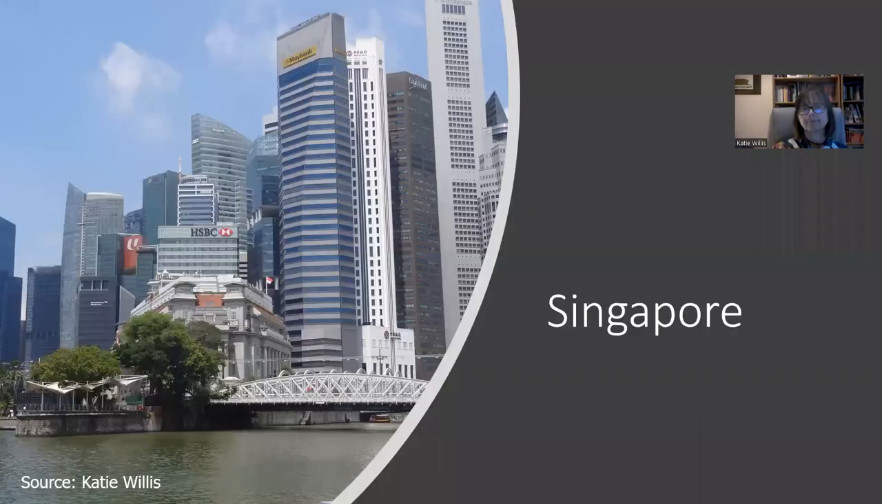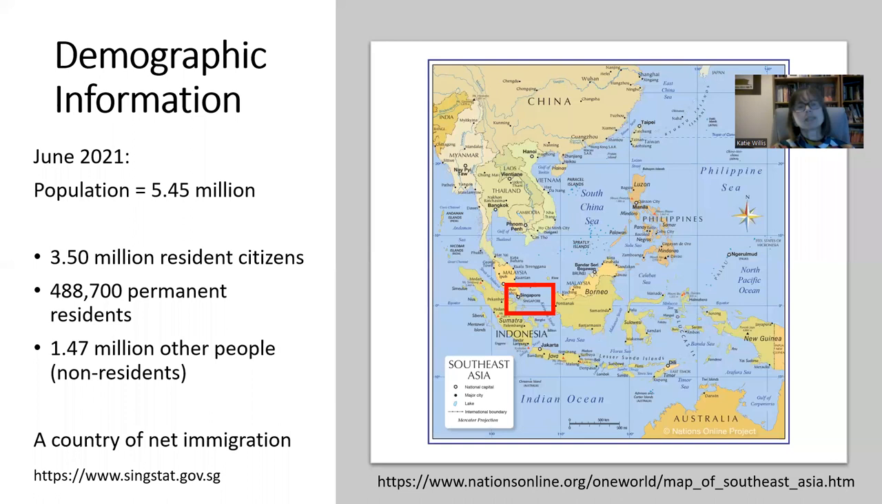So if that's our general set of arguments about causes and consequences of migration, let's now start thinking about specific contexts. So I'm going to start off by thinking about Singapore. Singapore is an island nation off the southern coast of the Malaysian Peninsula. It's a city state. And as of June 2021, it had a population of 5.45 million people. So a small population. And of those, 3.5 million were resident citizens, so they had a Singapore passport.